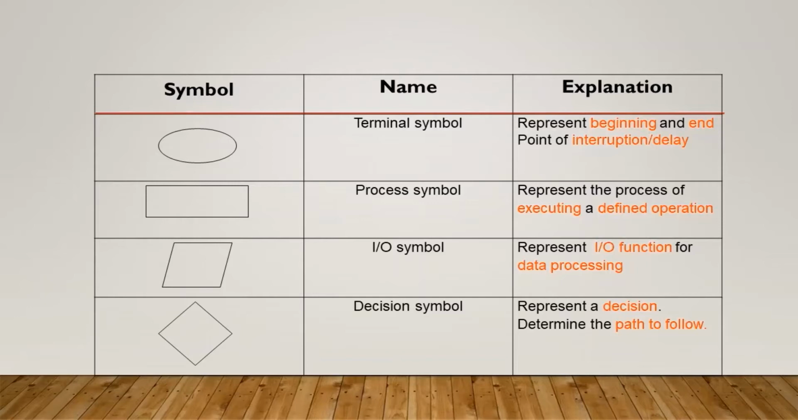The first symbol is known as the terminal symbol. It represents the beginning and end, or a point of interruption or delay. Next is the process symbol. It represents the process of executing a defined operation. Next, the I/O symbol. I/O is actually input and output. Therefore, this symbol represents the input or output function for data processing. Next is the decision symbol, which represents a decision or determines the path to flow.